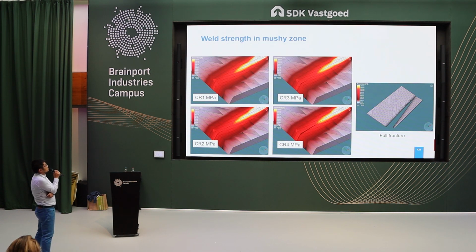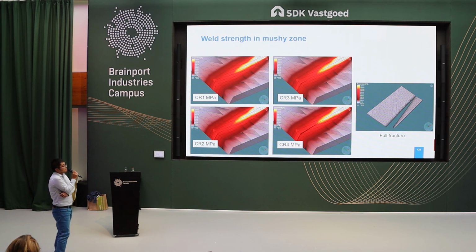If you see this model with criterion 1, the weld is intact. With criterion 2, you can see there is already an onset of a crack. With criterion 3, you could see that the crack is initiated and also propagated. With criterion 4, you can see this crack is propagated just after the weld tail. And on the right-hand side, you can see the sample, when it's cooled down to room temperature, is fully fractured. This is the sample with criterion 4.